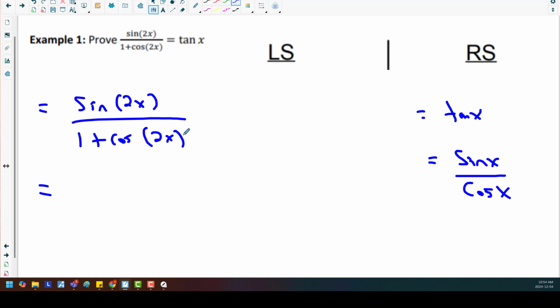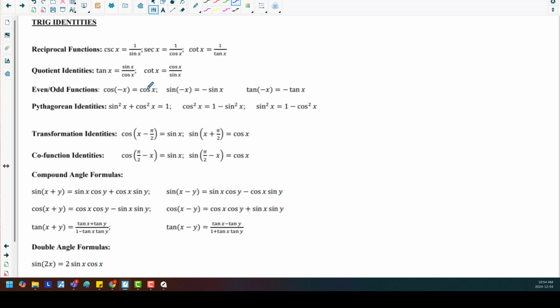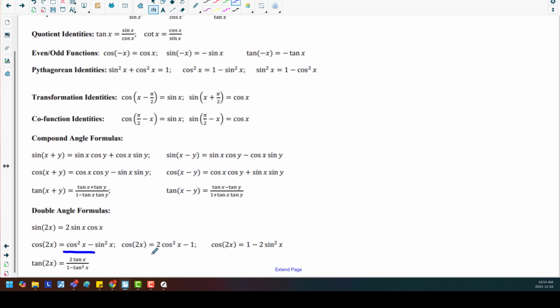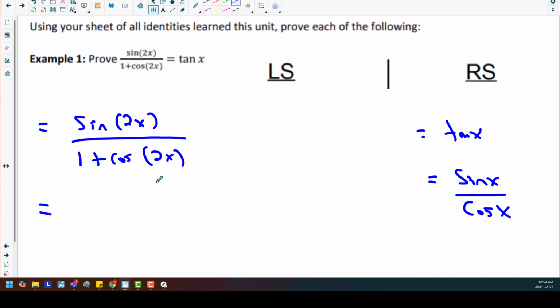I'll give you a hint. Whenever you have cos 2x, try to convert it into one of its identities. Cos 2x is equal to this, or this. It's up to you which one you want to use. I am going to use this one: 2 cos squared x minus 1.